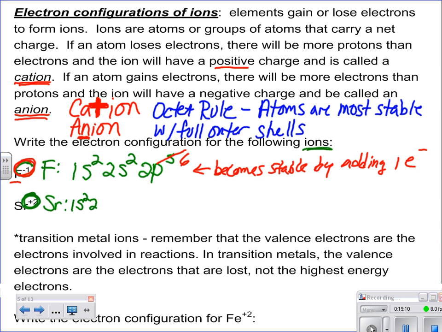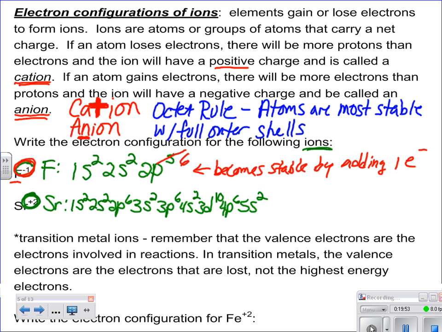1s2, 2s2, 2p6, 3s2, 3p6, 4s2, 3d10, 4p6, and then 5s2. Okay, so there we go. There's our neutral atom of strontium.